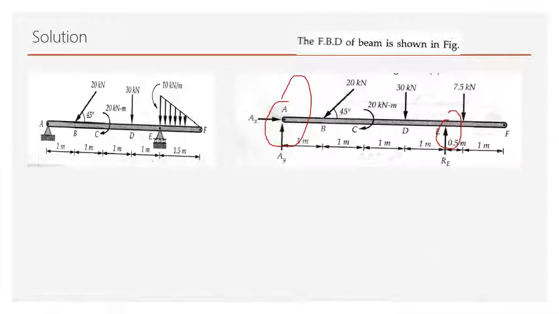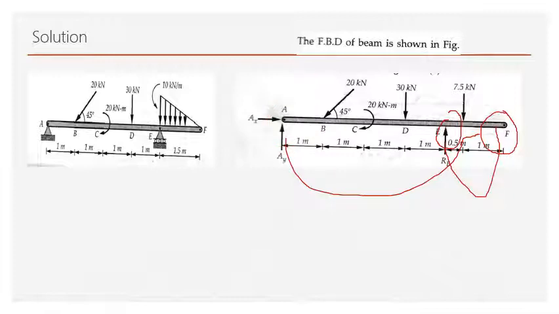But what happens if we take the moment about the end F? AY also produces the moment here. RE also produces the moment. So don't take the moment about the free end. You have to keep that in mind. We have to take the moment only about the supported ends, not about the free ends.